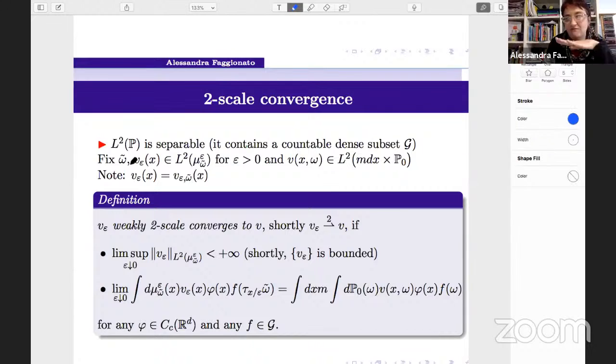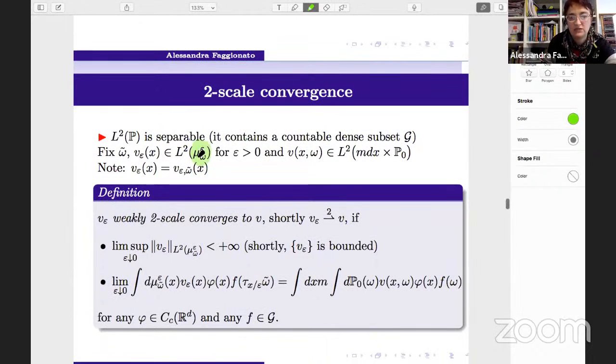Now fix the environment omega tilde. Omega tilde is fixed. And take a function which is in the L2 space with respect to the rescaled reversible measure, this one. And then take a function V, which depends on X and on omega. So a generic environment omega, okay? Note that V epsilon depends on omega tilde, because it belongs to the space. Then we say that the function V epsilon weakly two-scale converges to V, and I will write this shortly, if the following holds.